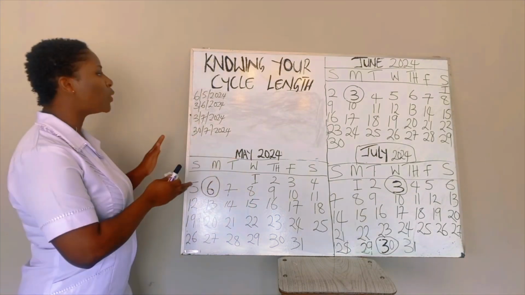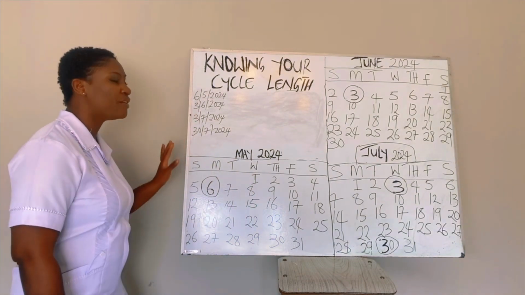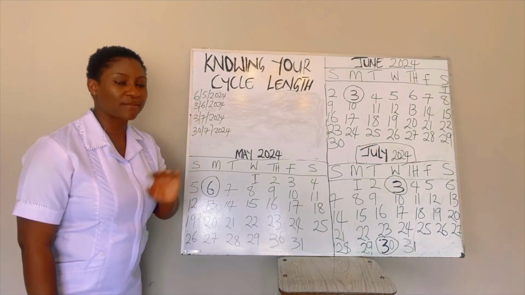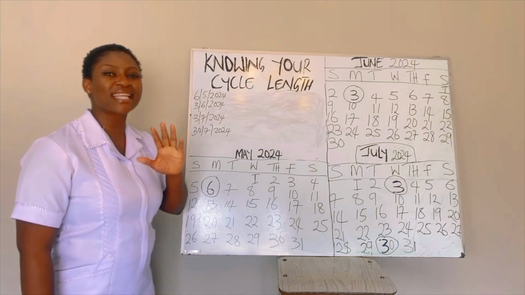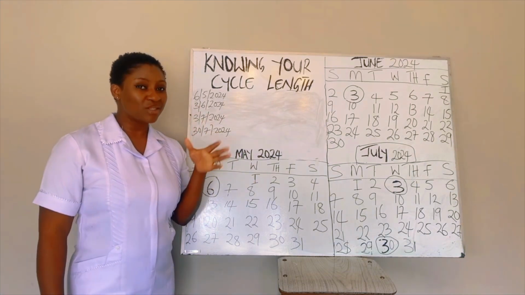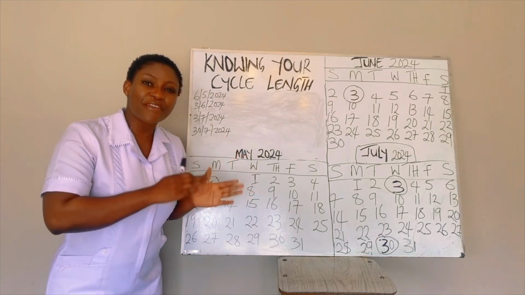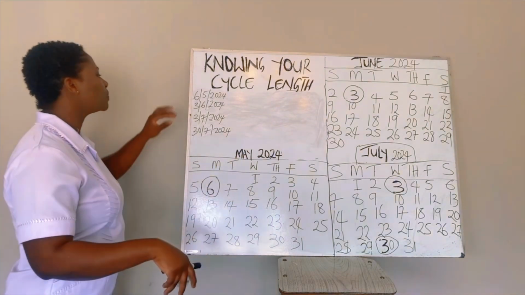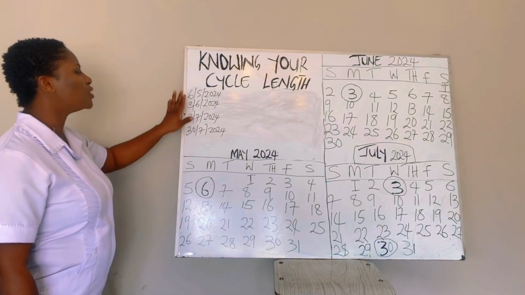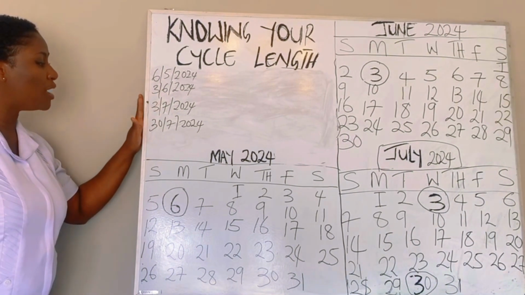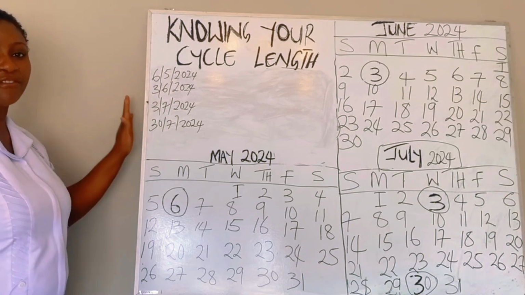Now, looking at this board here, you'll notice that I have kept a record of a woman's menstrual cycle start days, not the first ever menstrual period. I'm only keeping the record of the start days. You notice that I have kept this record for four periods.